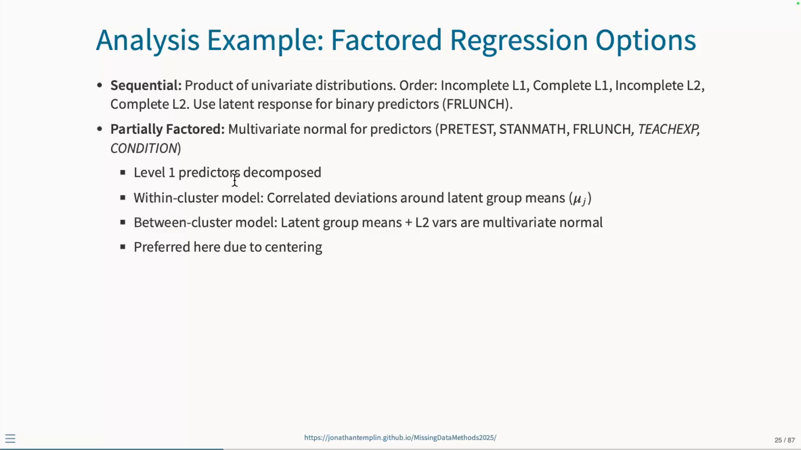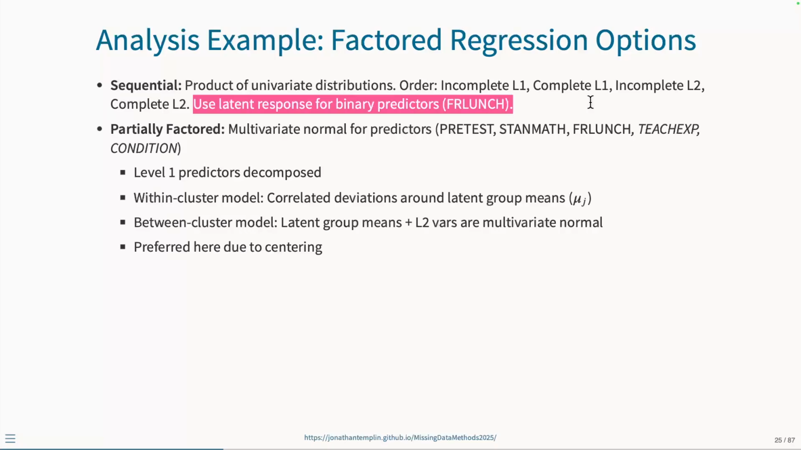All right. So here, we can do this factor regression. We could do a product of univariate distributions where the order is incomplete level one, complete level one, incomplete level two, complete level two. And then we use, Craig likes to use the latent response. Again, yeah, there's that latent word again for binary predictors. Remember what that means? That is drawing an underlying continuous variable from a truncated normal distribution, right?